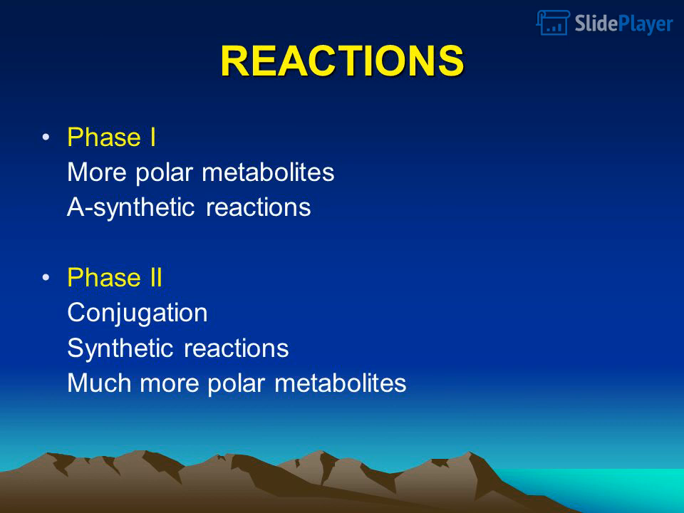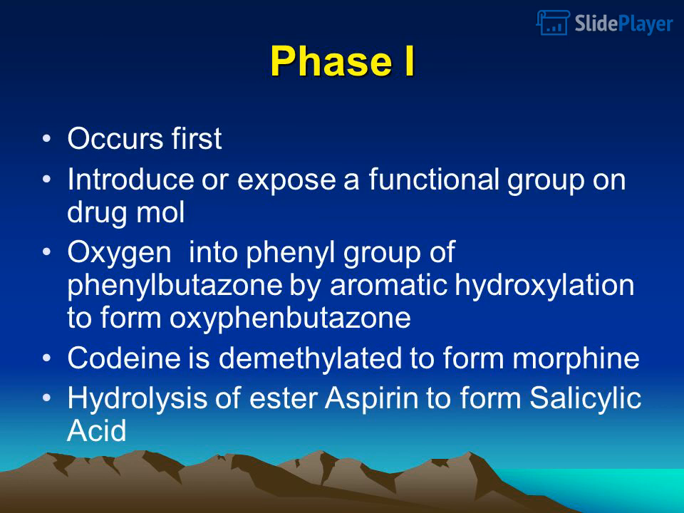Phase I reactions give more polar metabolites and are nonsynthetic reactions. Phase II is conjugation, which involves synthetic reactions and gives much more polar metabolites. Phase I occurs first and introduces or exposes a functional group on the drug molecule.